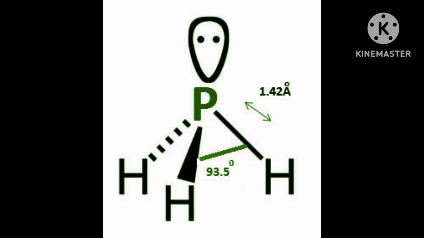Hydrolyzes in the presence of moisture means with water. PCl3 plus 3H2O gives two products: first H3PO3 and second 3HCl. The balanced equation is PCl3 plus 3H2O gives H3PO3 plus 3HCl.